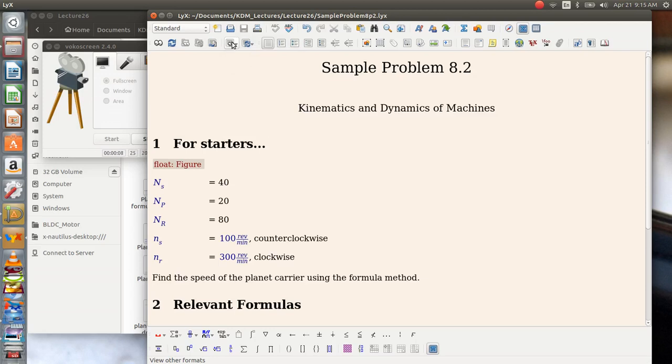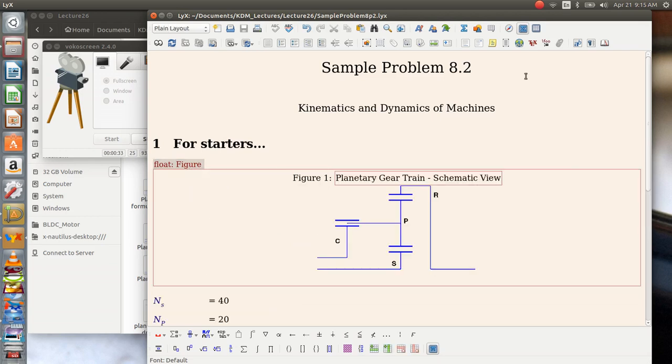Today we're going to be doing sample problem 8.2 from the Kinematics and Dynamics of Machinery book by Charles E. Wilson and J. Peter Sadler. Sample problem 8.2 is a planetary gear train analysis via the formula method. So let's get started. First off, let's take a look at what the system consists of.